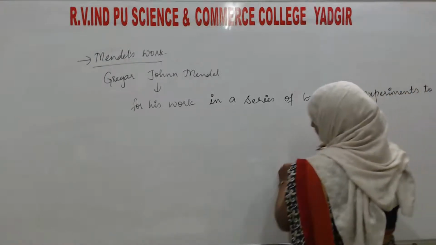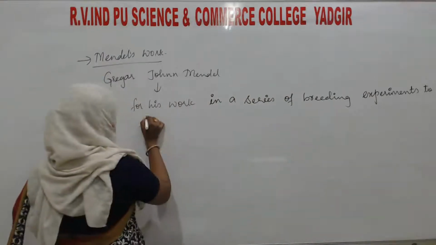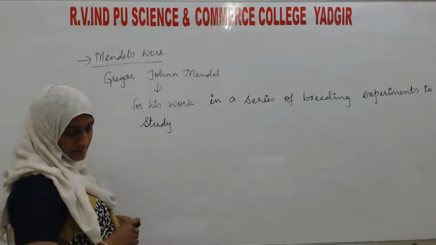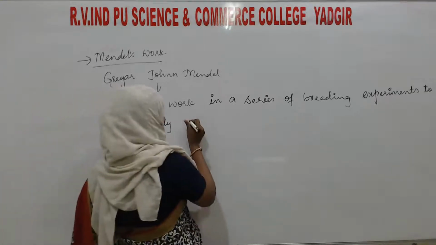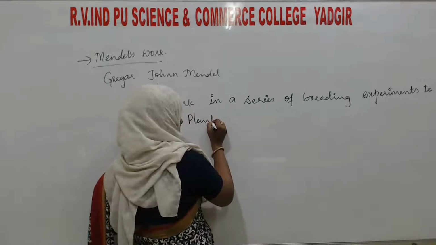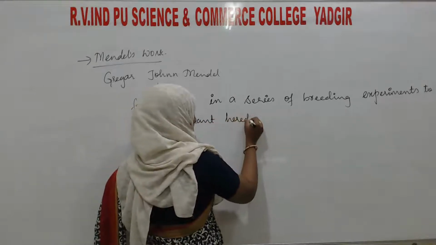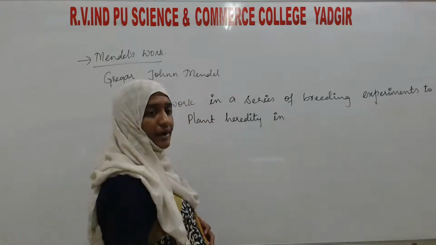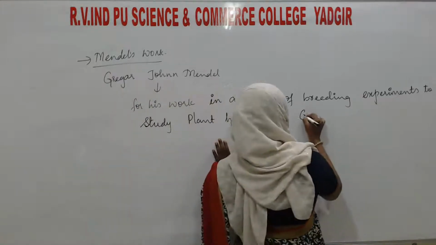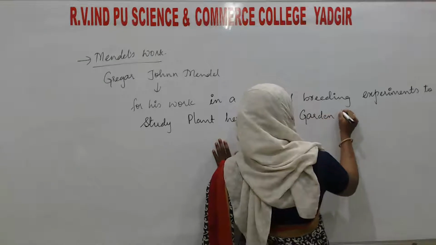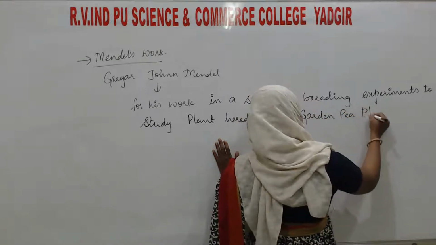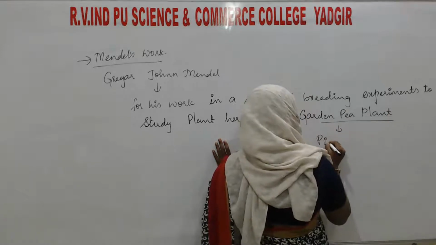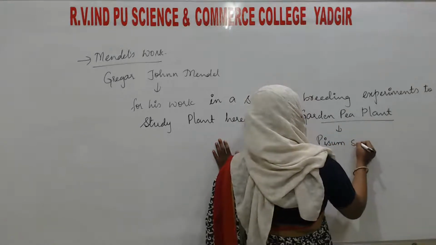To study plant heredity in garden pea plant. And this garden pea plant, the scientific name for this is Pisum sativum.